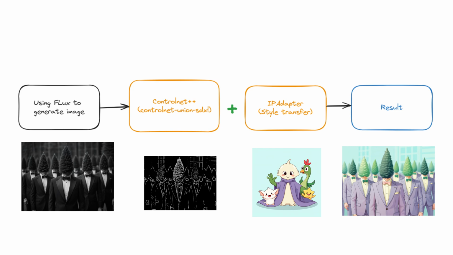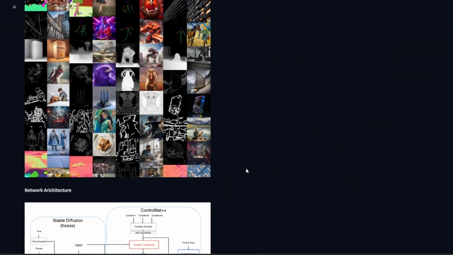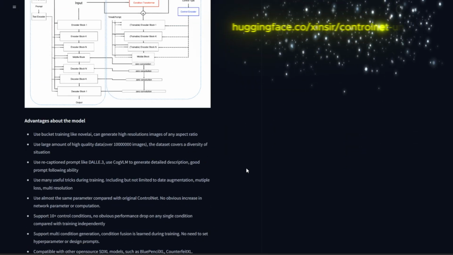The idea is to use Flux to generate the image, since Flux follows prompts very well and creates text well too. Then use this image as input to ControlNet. In this case, I will use ProMax, which is an all-in-one model.